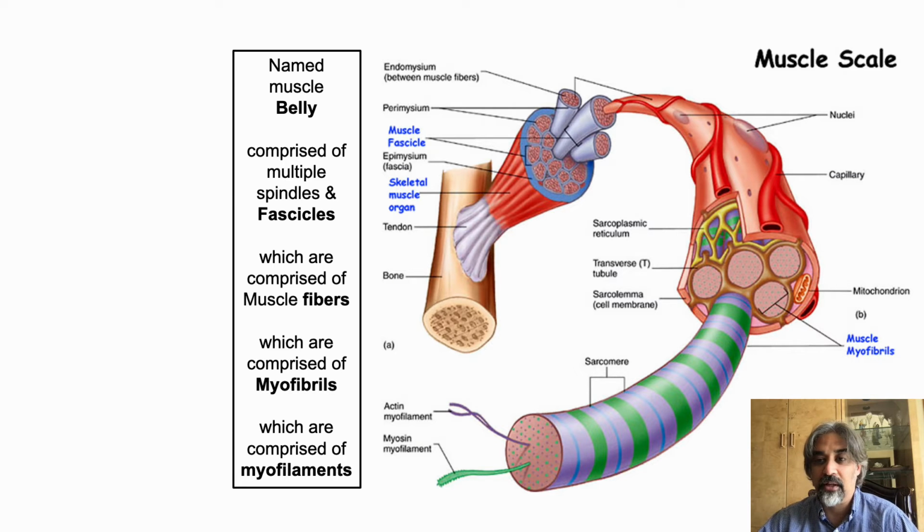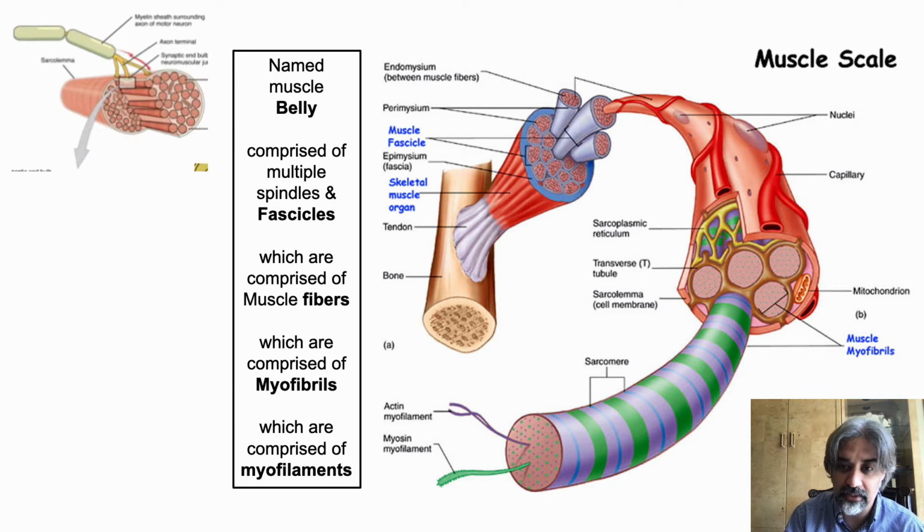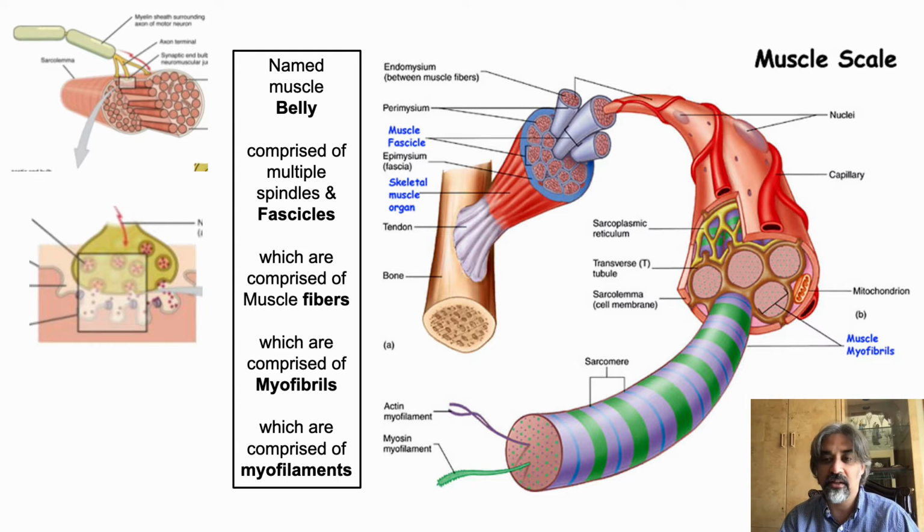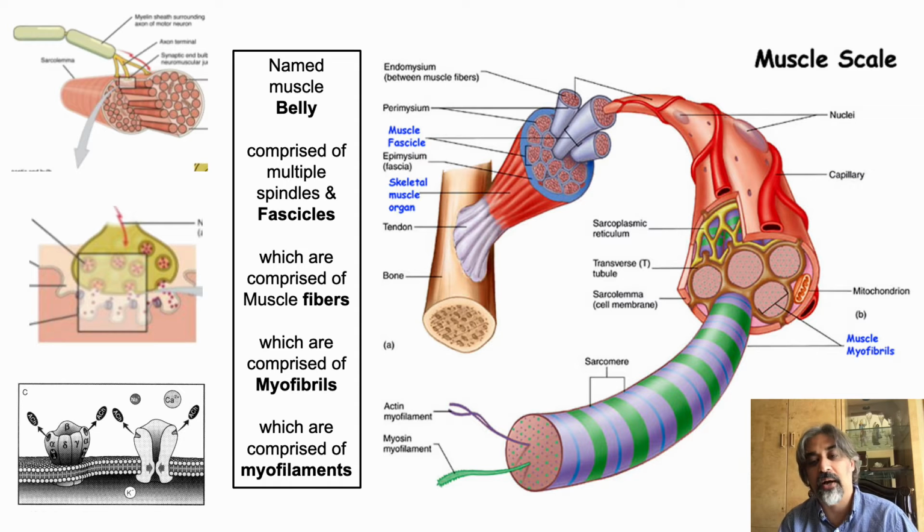Each belly is a bundle of bundles called fascicles. The fascicle is a bundle of muscle fibers, each of which is a single multinucleated muscle cell. The cell is packed with these myofibrils, which themselves are comprised of filaments. So let's backtrack to the neuromuscular junction. After the acetylcholine is released by the lower motor neuron into the synapse, it binds to the receptors on the muscle membrane, which open up ion channels to start an action potential along the muscle membrane.